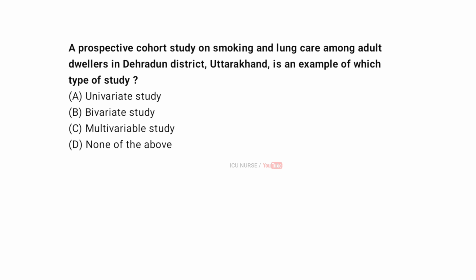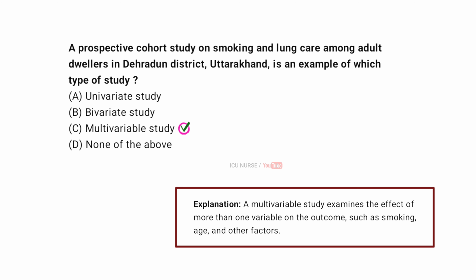A prospective cohort study on smoking and lung cancer among adult dwellers in Dehradun district, Uttarakhand is an example of which type of study? A. Univariate study. B. Bivariate study. C. Multivariable study. D. None of the above. And the correct answer is C. Multivariable study. A multivariable study examines the effect of more than one variable on the outcome, such as smoking, age, and other factors.